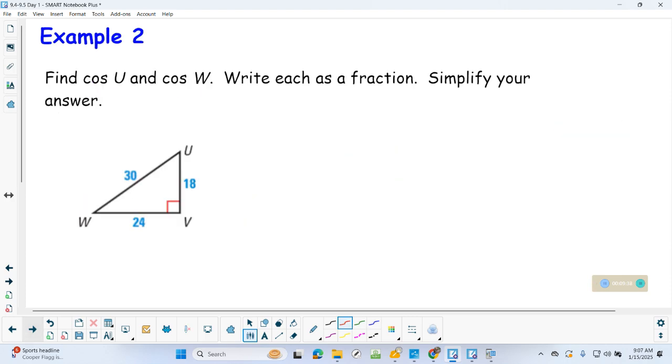All right, let's mix it up. Cosine now. I'm going to do U in the red. So cosine, remember, CA. So think about my SOH-CAH-TOA. I'm thinking about adjacent next to hypotenuse. There's our sides. So I'm going to do cos of U first.